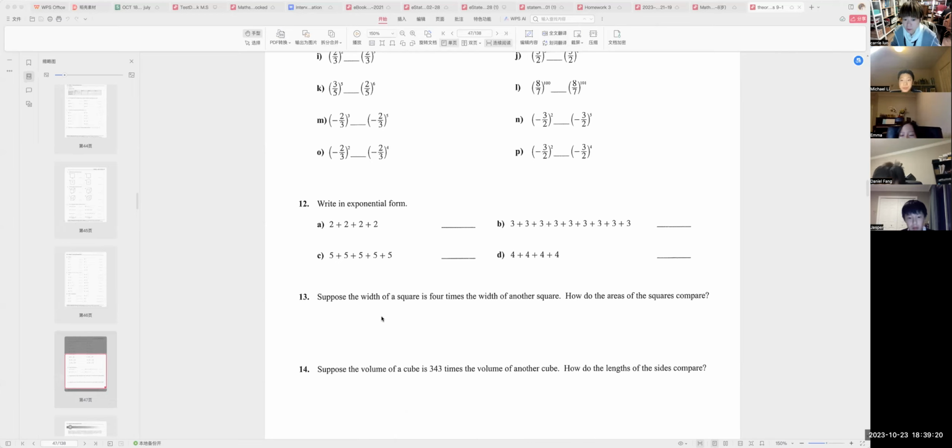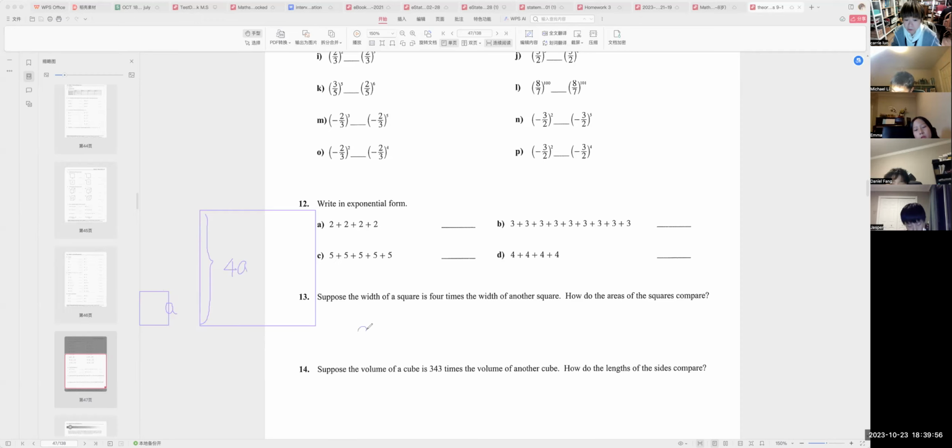So suppose the width of a square is 4 times the width of another square. Everybody, could you please draw a square yourself? Actually, draw 2 squares yourself. One of them is like that, the other one is like that. It doesn't have to be precisely right in measurement, just something you think is right. So for instance, Emma, if one of the sides is A, the other one's side will be what? 4A. Very good, 4A. How do the areas of the squares compare?